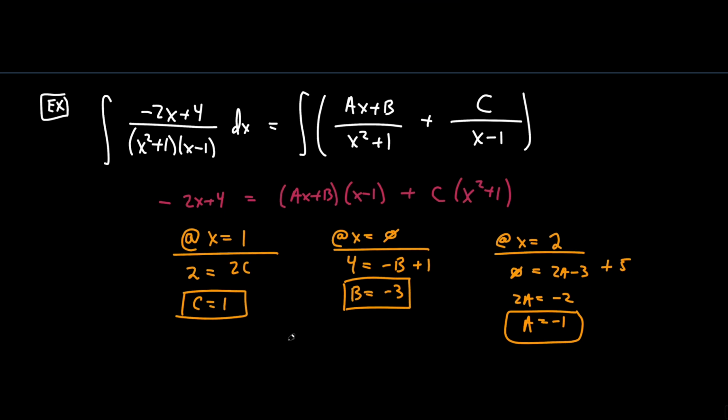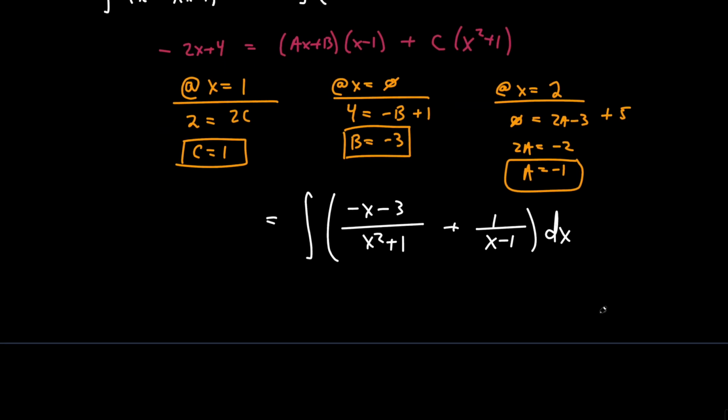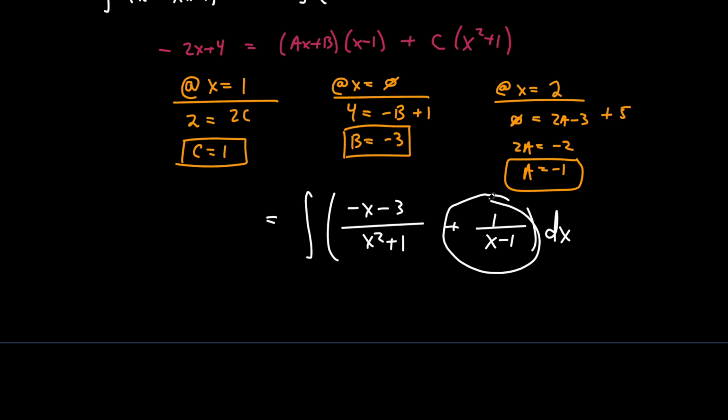So now I've got all my coefficients. Go ahead up top, plug in. So we get the integral of -x minus 3 over x squared plus 1 plus 1 over x minus 1. All right, what do we notice? Well, I noticed that the second term here, the second rational function, is a natural log rule, a typical integral we've been seeing this whole time.